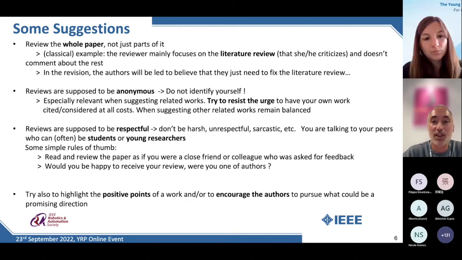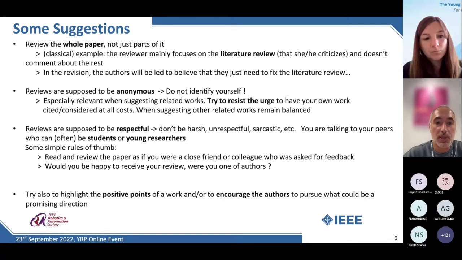Now, you should resist the urge to do this. You can do it to a certain extent, but you cannot just list your own papers. You have to remain balanced in this list if you want to list additional or related works that haven't been discussed in the paper. You can cite one or two papers from you, but together with papers from other groups, not just your papers. I think that's quite understandable.